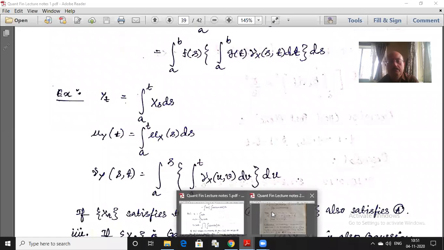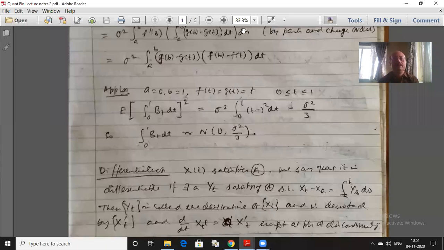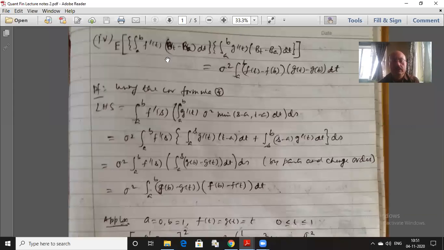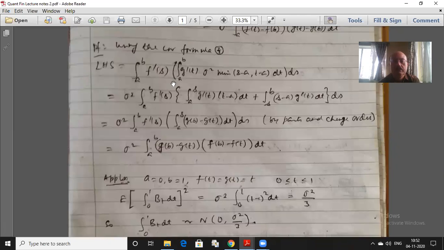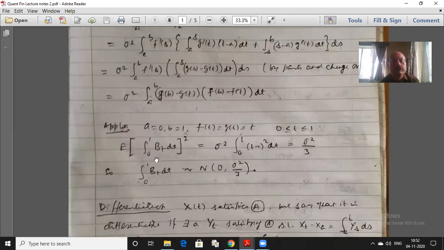This particular property makes it even easier to evaluate. Suppose I choose a equal to 0, b equal to 1, so I'm looking at a range from 0 to 1, and I take f and g to be identically the same and equal to the function t. Then this left hand side becomes the expectation of the integral from 0 to 1 of Bt dt, whole square. This is a very basic integral, and I want to know the probability distribution of this integral.